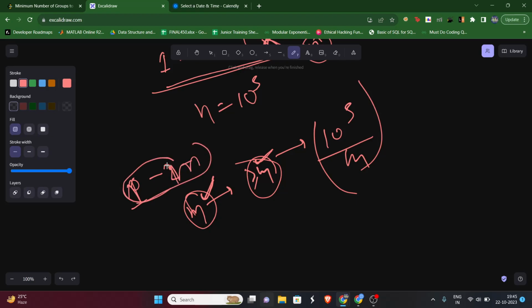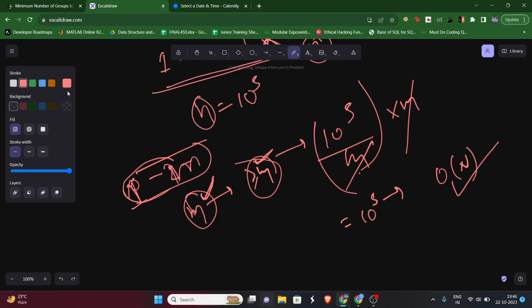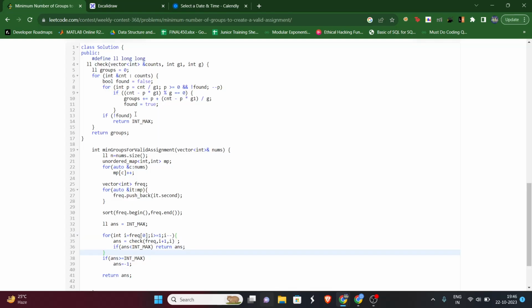So in total we will be running the loop m times, and there will be a total of 10 to the power 5 divided by m groups. If you multiply this by m, then overall we will have 10 to the power 5, or whatever the n we have. So in total we will run O of n number of loops. Okay, I hope this is clear to you.